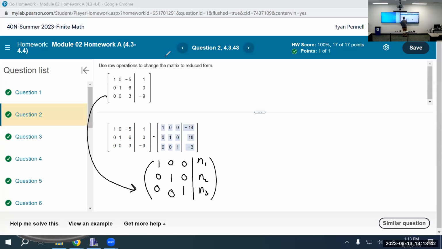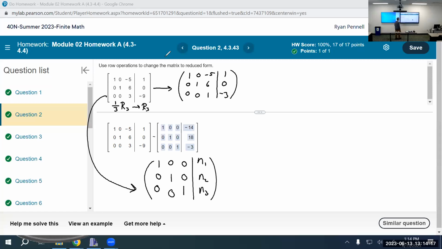The way I'm going to do that is I'm just going to say 1/3 row 3 becomes row 3. If I do that, then the 3 in the third row would just become 1. That will become my pivot. So 1 0 0, 0 1 0, I haven't changed this yet, that's a 1 now, 1 0, and then -9 divided by 3 is -3.